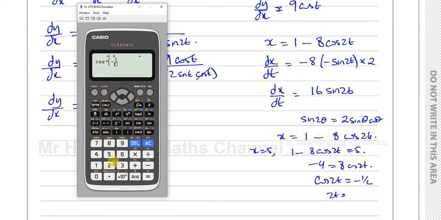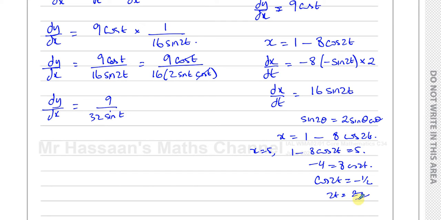I think the cosine of a half is 60 degrees, which is pi over 3. So this is going to be 2 pi over 3, I think. Yep, 2 pi over 3. So that's 2 pi over 3. Therefore, t is equal to, divide both sides by 2 pi over 3. So when x equals 5, t is equal to pi over 3. So therefore, we can find dy/dx is equal to 9 over 32 times the sine of pi over 3.